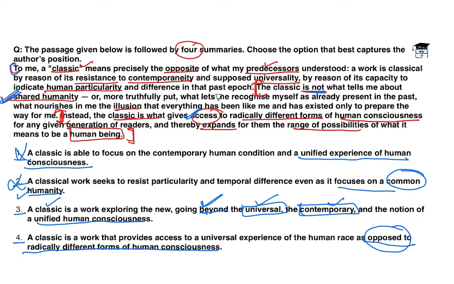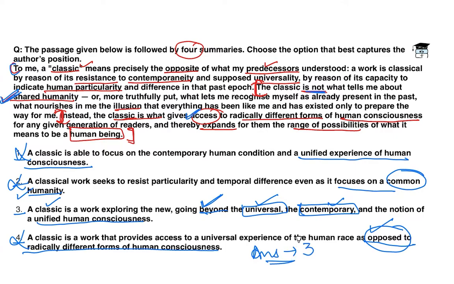It gives access. And in the 4th option, they're saying that classic is opposing radically different forms, whereas in the third last line, they're saying that it is giving access to the radically different forms. So this is again a contradiction. That means it cannot be my summary. Hence, the answer to this para summary question is option 3.